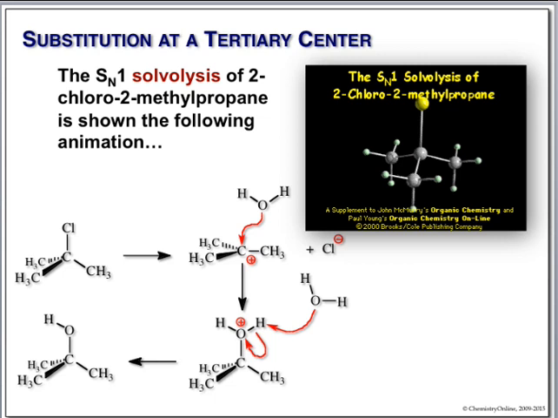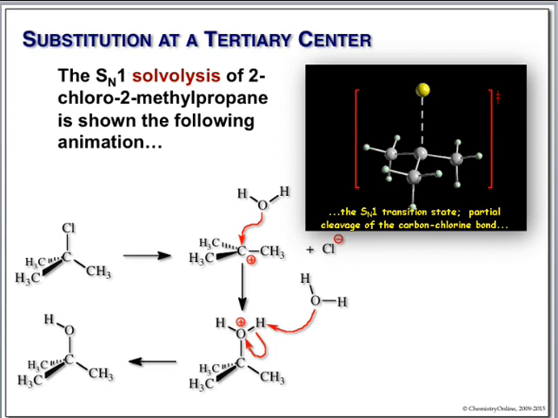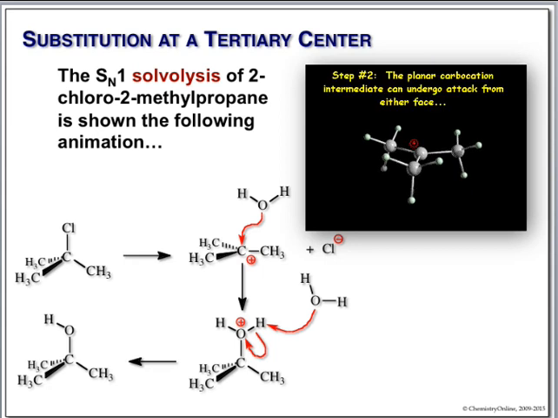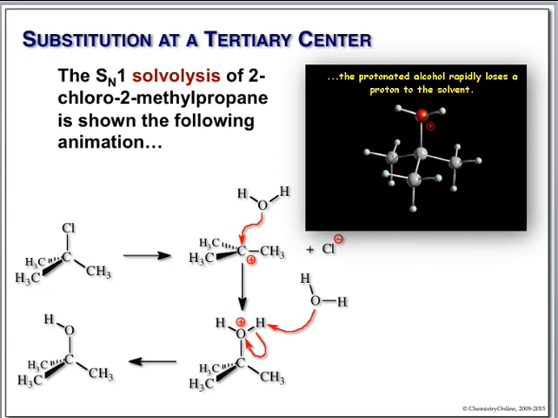See if our movie will run. There it goes. Step one, we're going to spontaneously break the bond of our leaving group. That's our transition state, and that's the only thing in there. Here's our carbocation. We can attack from the top or from the bottom. Water is our nucleophile, so it comes in. It'll lose this proton. And this is our product, the alcohol. Any questions?